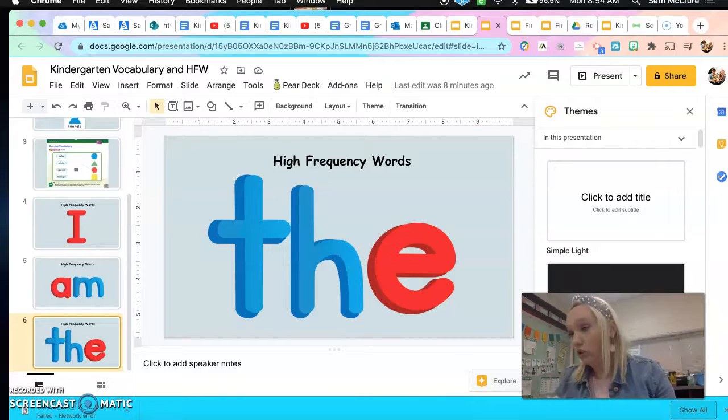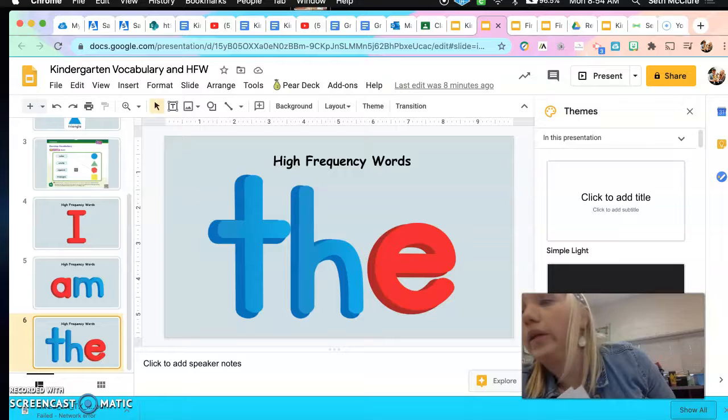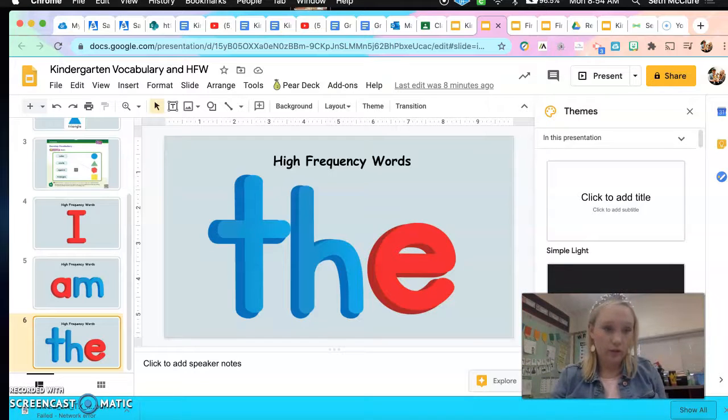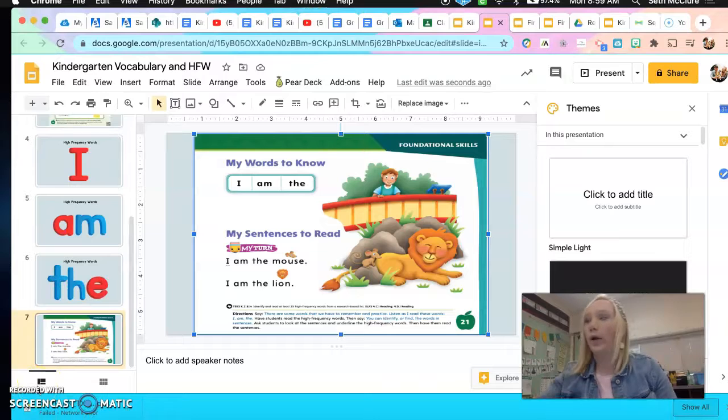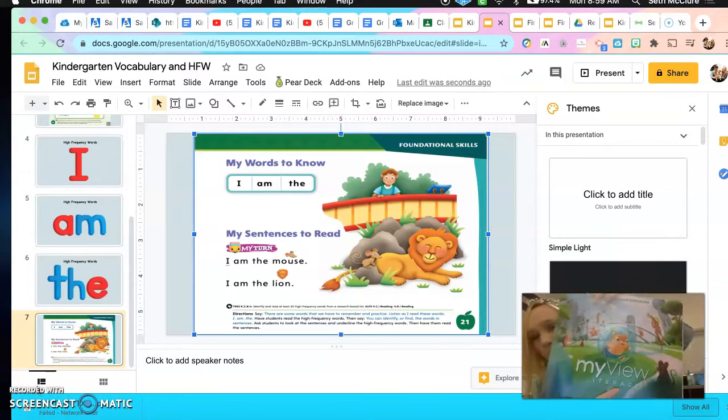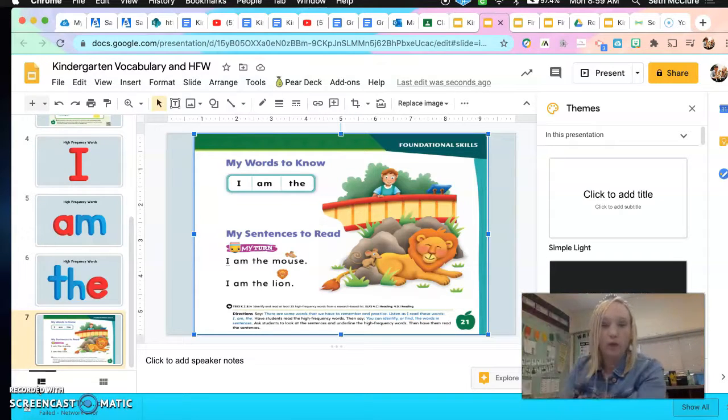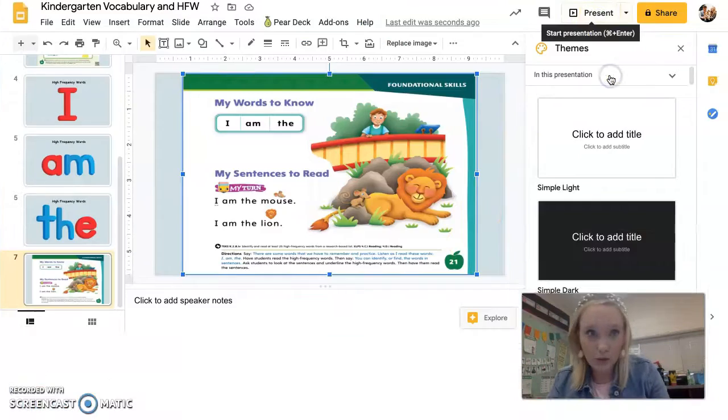But what I want you to do is we're going to open up our My View book. So I'm going to close my screen here. I want you to grab your My View book, which is this one right here. And we're going to open up to page 21, which is here at the bottom, that little bitty apple that has a 2 and a 1. That is page 21. We are going to look over those high frequency words, and we're going to work on reading some sentences with those words. We're going to practice reading those words. So I'm going to present my screen here.